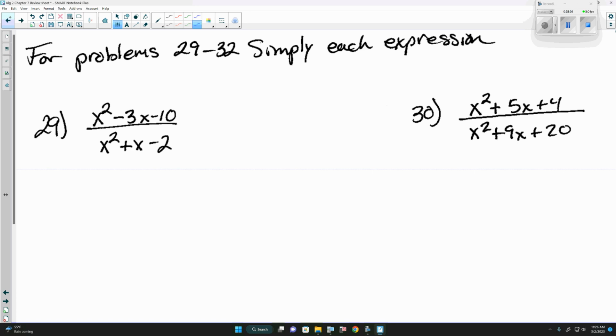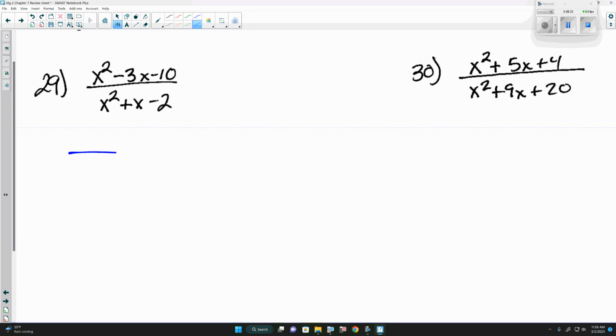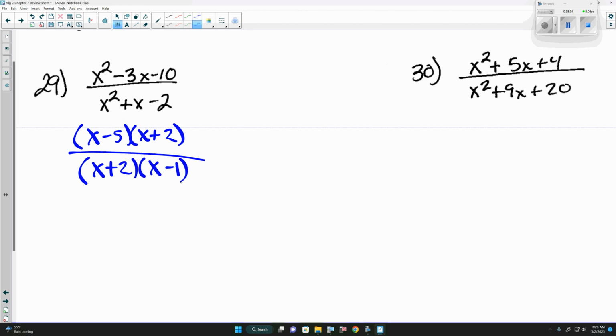29 through 32, all you're doing with these here is factoring the top and bottom. And then simplifying, canceling out what's in common. So essentially the last step in multiplication, once we factored, doing that there. So there are questions on these here. Because here, the numerator is going to be x minus 5 times x plus 2. The denominator is going to be x plus 2 times x minus 1. So the x plus 2 and x plus 2 would cancel, leaving us with x minus 5 over x minus 1.